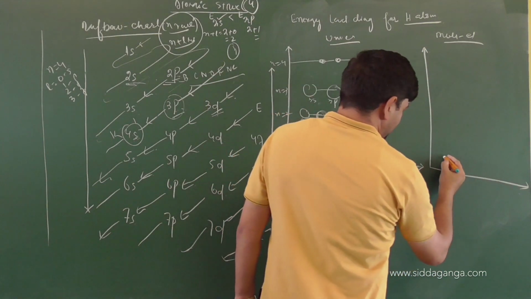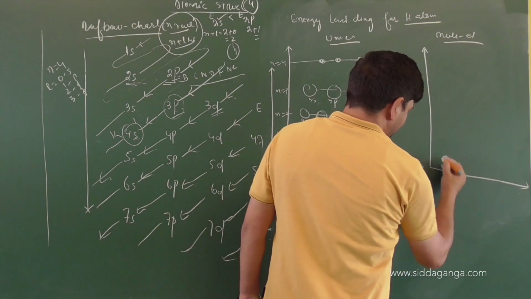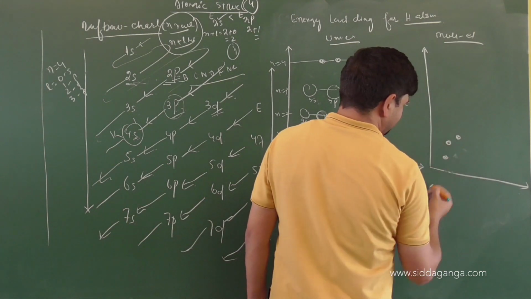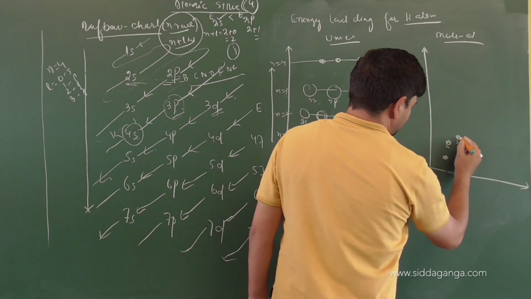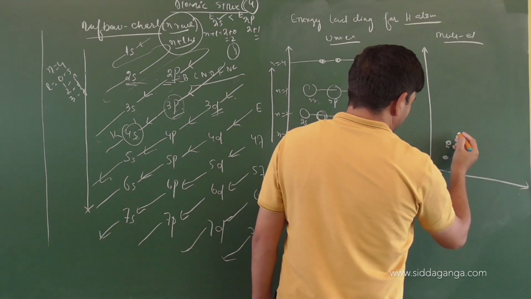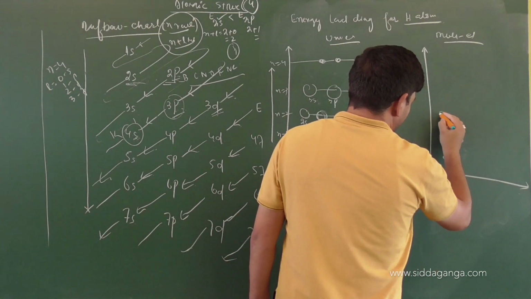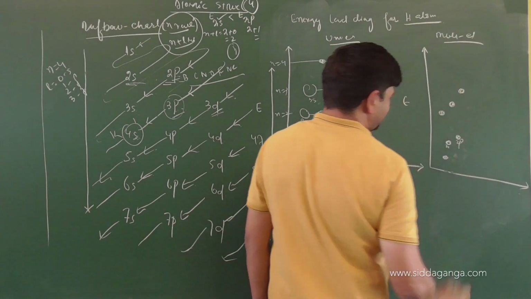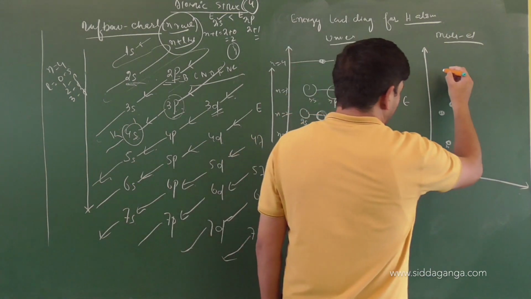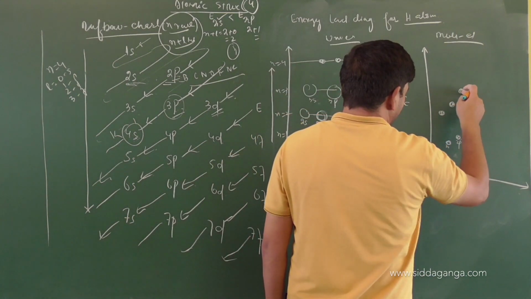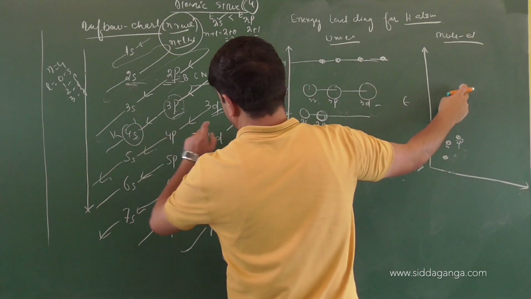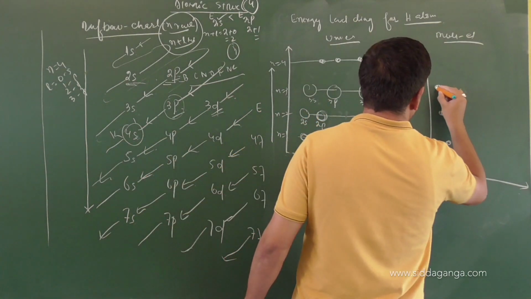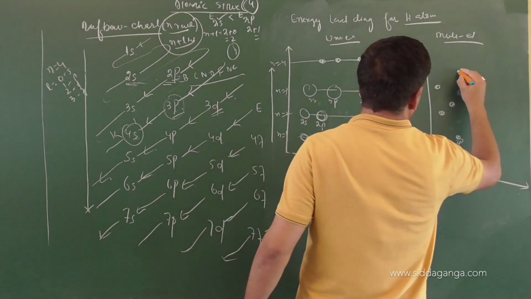Then have a look at what happens. You have 1s, then you get 2s and 2p. So this is 2s, this is 2p. Clear or not? Then you get 3s, 3p, 3d. Energy is altering or not? Then you get 3s, 3p and 3d. But before 3d, have a look here. Before 3d, what comes? 4s. So we'll have 4s here, then we'll have 3d here.